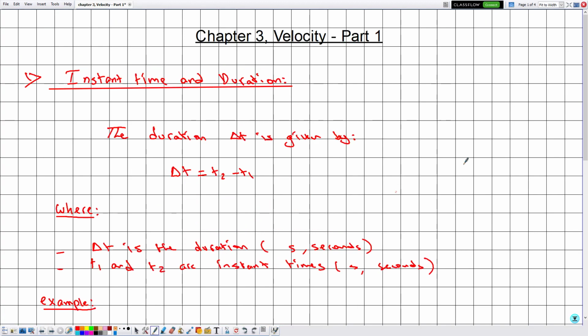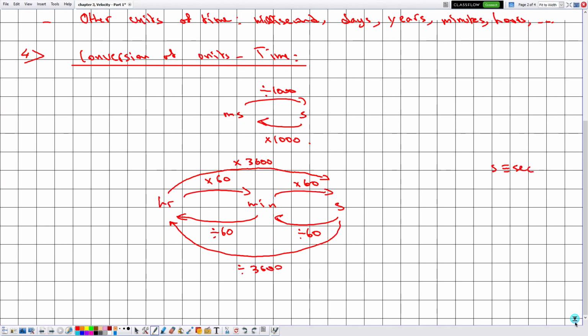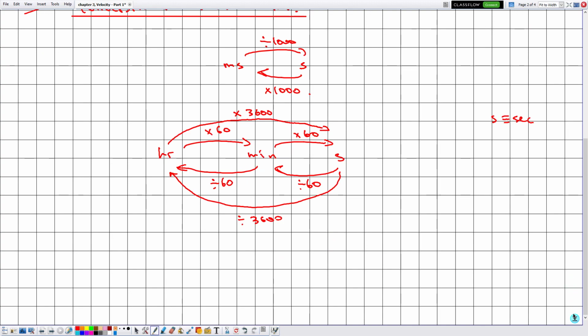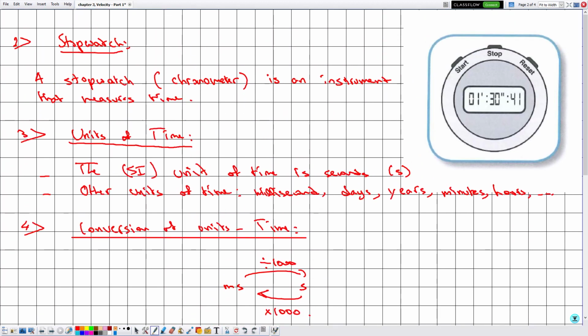So previously we have reached example number 3. Let's continue these examples after we have introduced the stopwatch and the conversion of units. Now example number 4. Let me mention that the first 2 digits of the stopwatch represent the hours, the other 2 digits represent the minutes, and the last digits on the right represent the seconds.